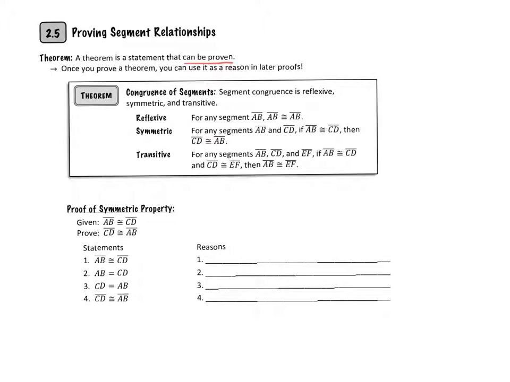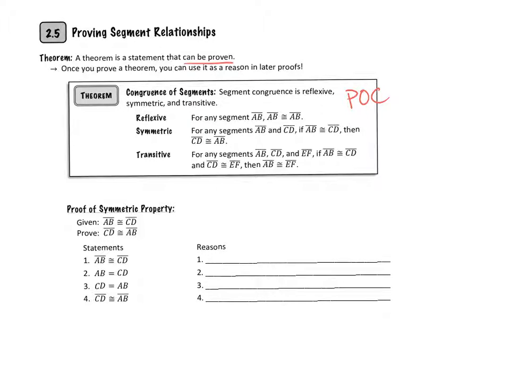And if I have three segments, and the first two are congruent to each other, and the second and the third are congruent, then I can use the transitive property of congruence to say that the first is congruent to the third. You're going to want to call these properties of congruence, and make sure you're very clear whether you're talking about congruence or equality when you're using your reasons in a proof. So we're going to look at this first one.